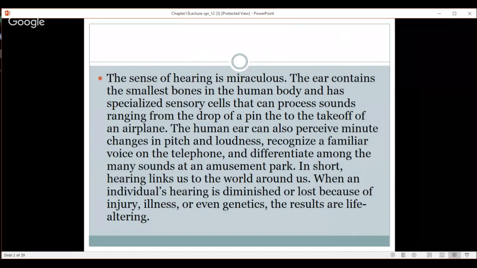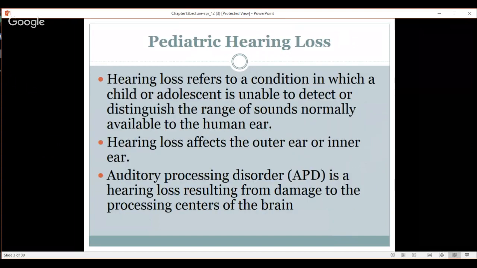When an individual's hearing is diminished or lost because of injury, illness, or even genetics, the results are life-altering. Specifically looking at pediatric hearing loss, it refers to a condition in which a child or adolescent is unable to detect or distinguish the range of sounds normally available to the human ear. Hearing loss affects the outer ear or the inner ear. We'll talk about that a little bit more specifically in a few minutes.